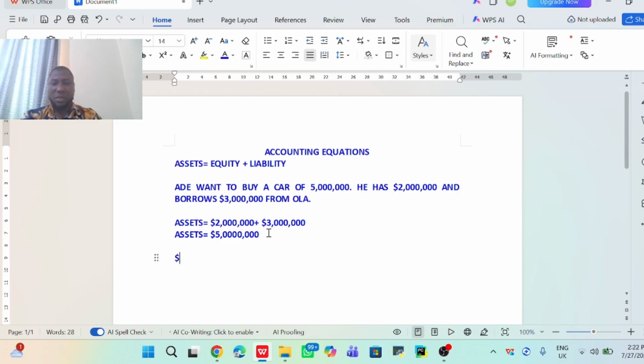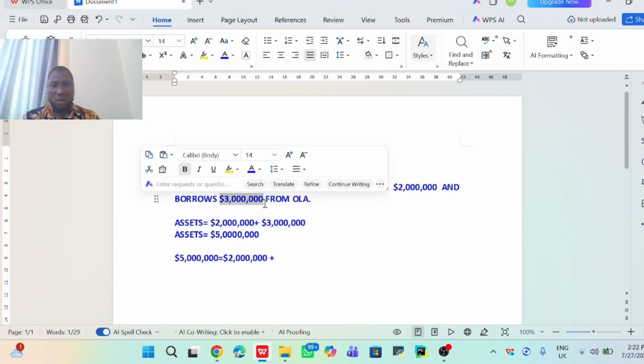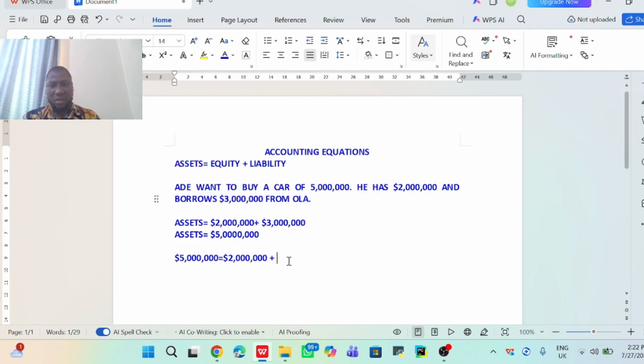That is how the accounting equation works. Therefore we have 5 million naira equal to equity, which is 2 million naira, plus 3 million naira. That is it. That is our accounting equation.